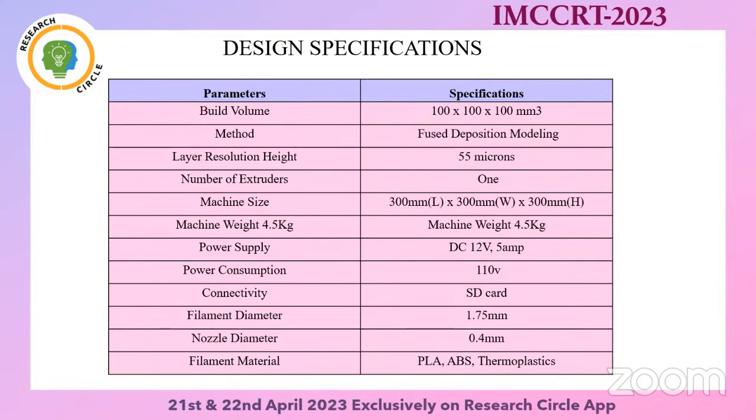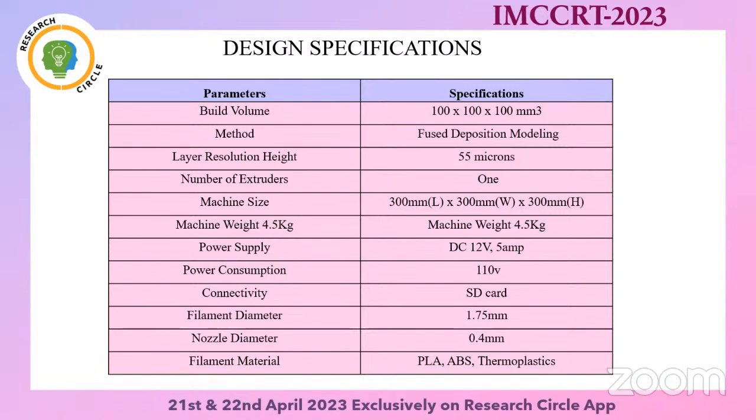These are the specific design specifications of our model. The build volume is 100 by 100 by 100 mm. The method used, or the technique, is called fused deposition modeling. The third is layer resolution height. It means the amount of material released from the extruder at one time is 55 microns, and the number of extruders is 1. The overall machine size is 300 mm in length, width, and height. Machine weight is 4.5 kgs.